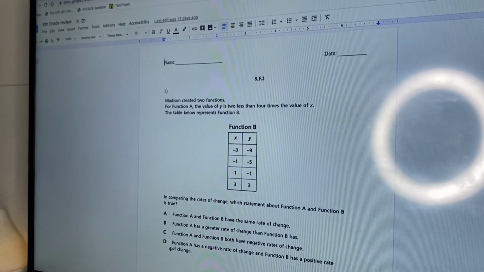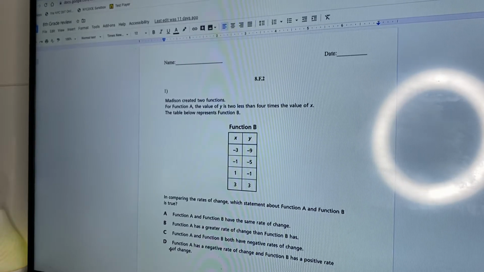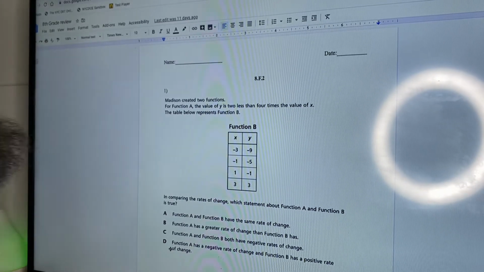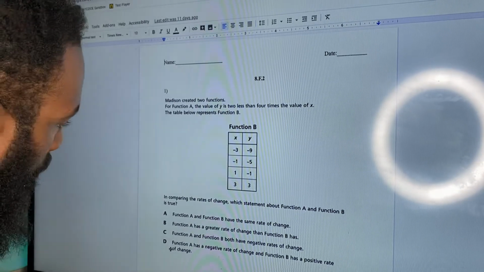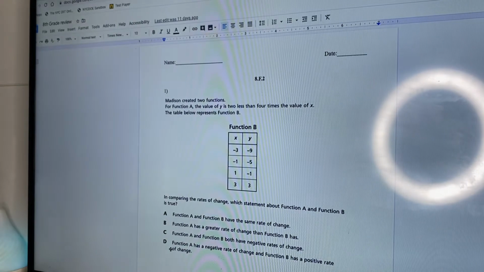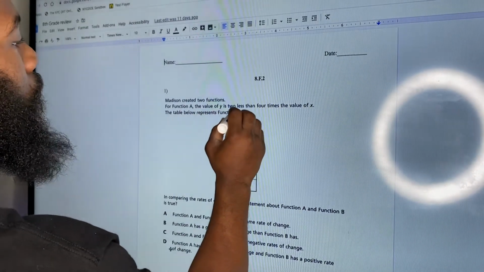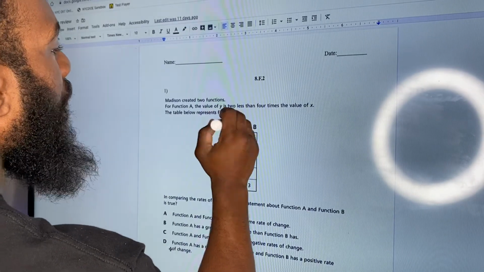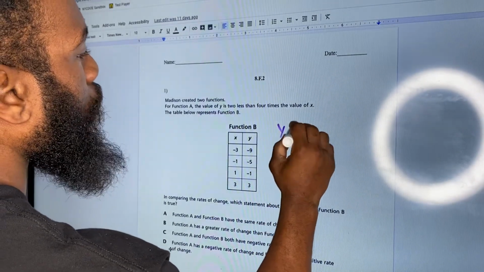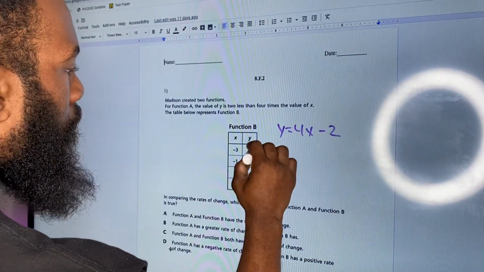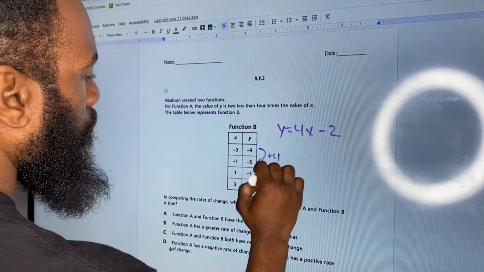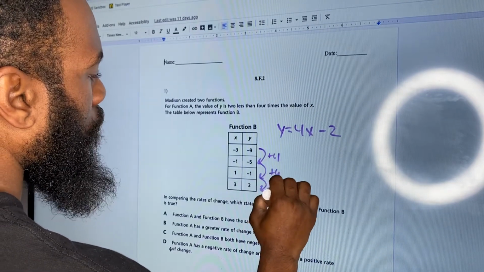So here we have Madison created 2 functions, function A, and the value of y is 2 less than 4 times the value of x. The table below represents function B. So first we're going to find the equation for these 2 functions. We've done this already in class. So the value of y is 2 less than 4 times the value of x. Here, rise over run for the slope, plus 4, plus 4, plus 4. Our m is 4.